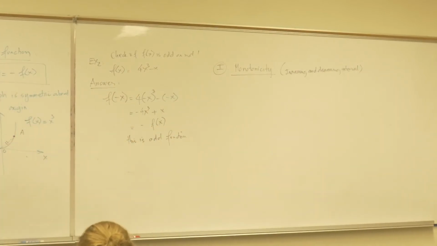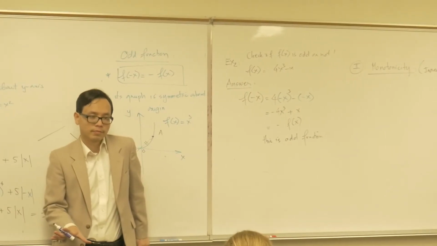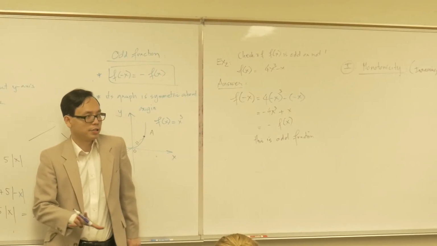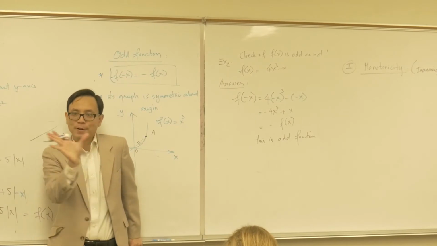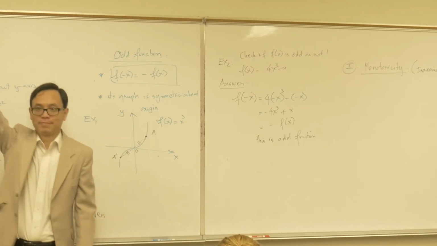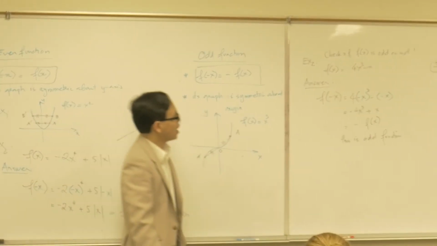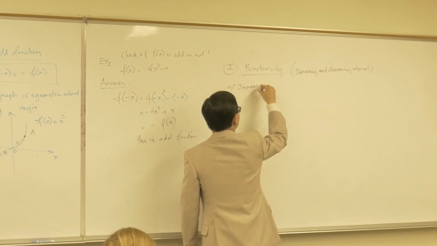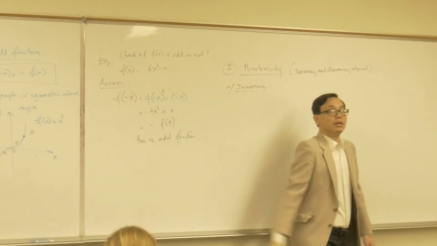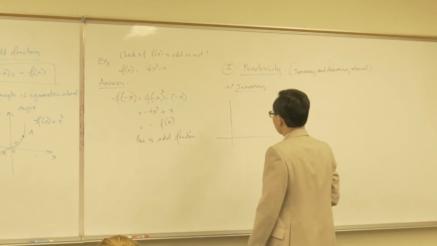At this level, college algebra, in order to check if the function is increasing or decreasing, all you need to do is graph the function and look at the part of the domain where it's going up and the part of the domain where it's going down. Let's take a look at increasing first. I have the graph, a curve that looks like this.